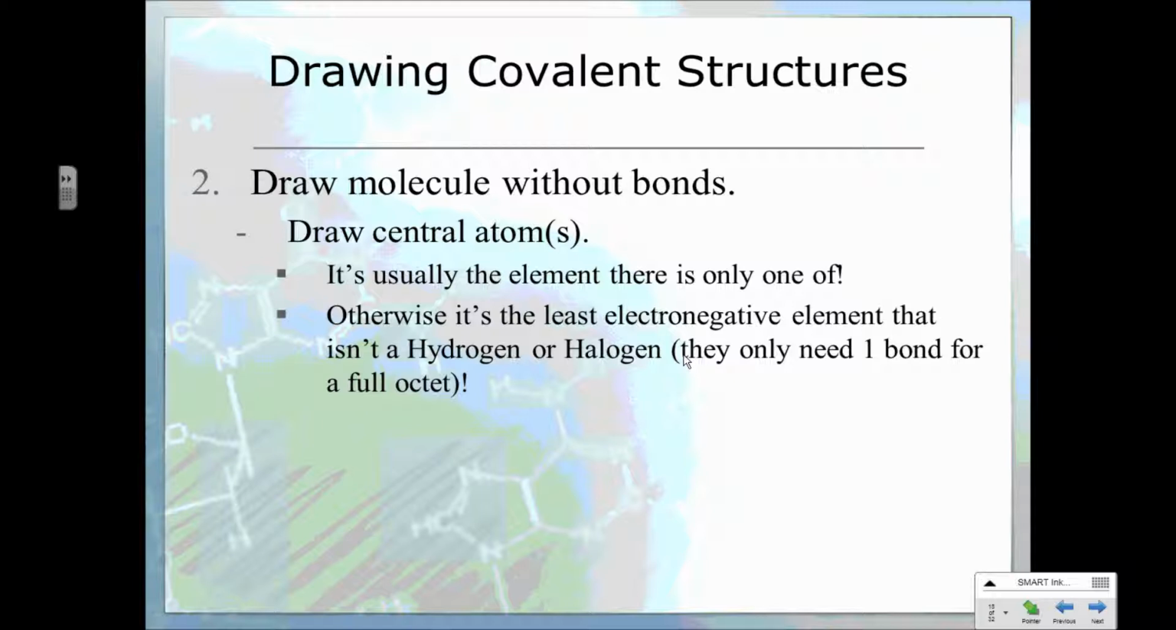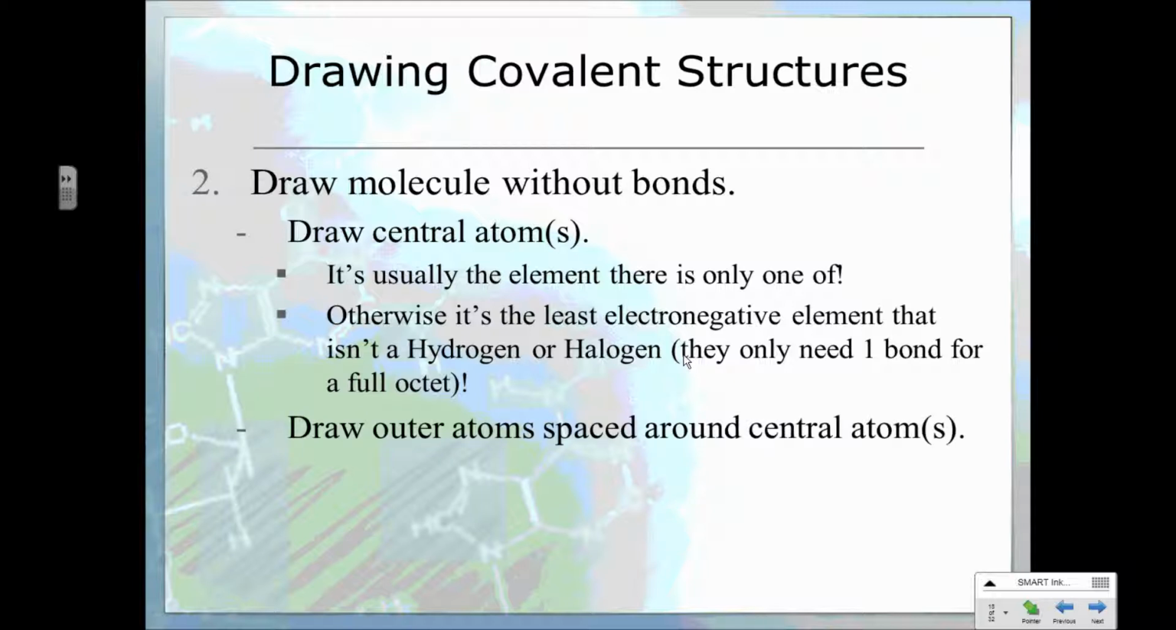So really, the one there's only one of, put in the middle. If you're not sure, check electronegativities. The one with the lowest electronegativity, 100% of the time will go in the middle. And then you just draw your other atoms spaced out around it because they're going to be somewhere around that substance. Doesn't matter where you put them, just space them out. So if you had 3 Cl's and an F, doesn't matter where you put the F, just space the 3 Cl's and the F out around that central atom.